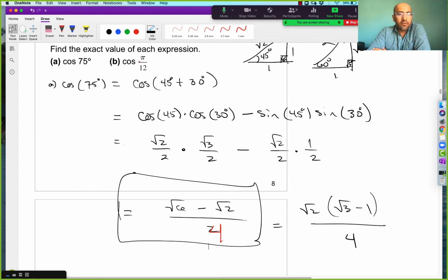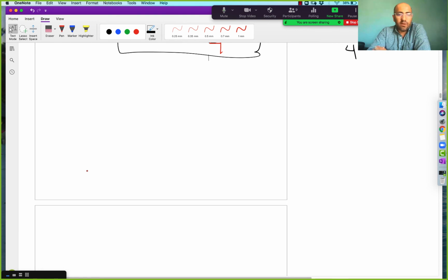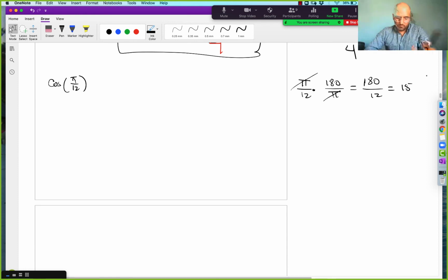Okay, now the other one gets a little trickier because we go to radians. Pi over 12. So cosine of pi over 12. Now, I'm not sure what that is. So the first thing I would do is convert it to degrees. It's easier to visualize things in degrees. So you just get that, and so you need to figure out 180 divided by 12, and I think that's going to be 15. 180 divided by 12, 15, yay.